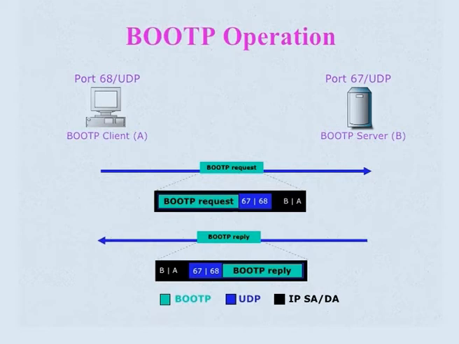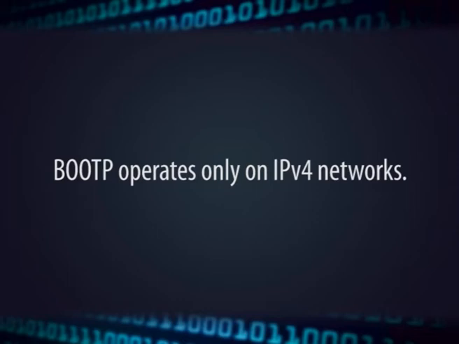Port number 67 is used by the server to receive client requests, and port number 68 is used by the client to receive the server's responses. BOOTP operates only on IPv4 networks. Historically, BOOTP has also been used for Unix-like diskless workstations to obtain the network location of their boot image in addition to the IP address assignment.